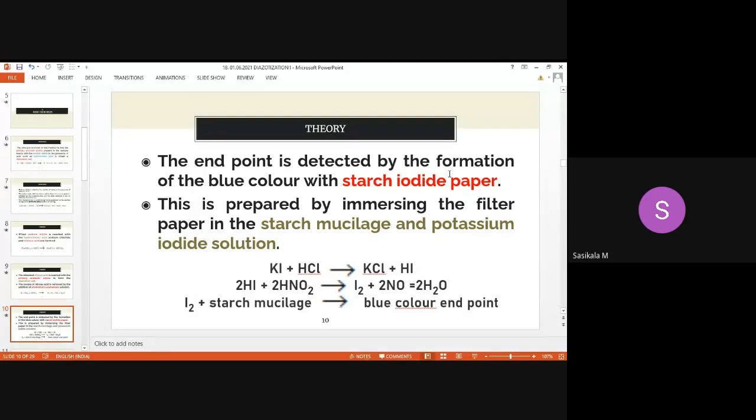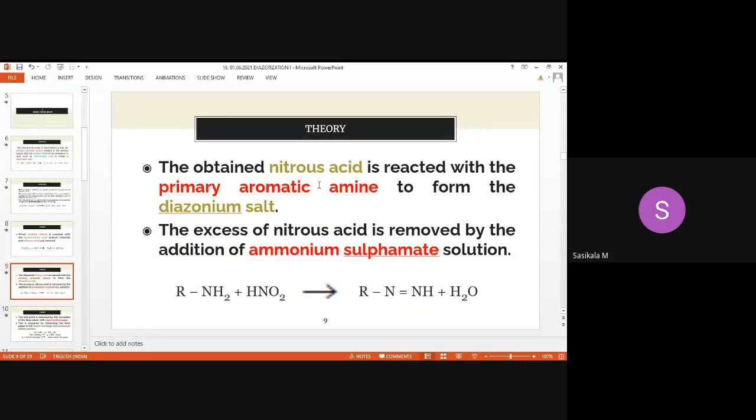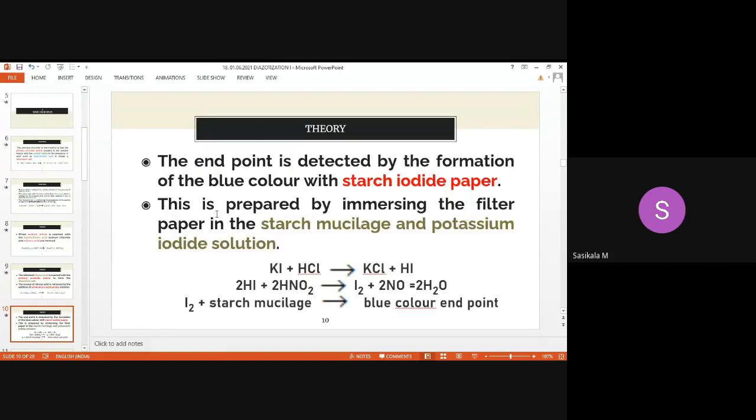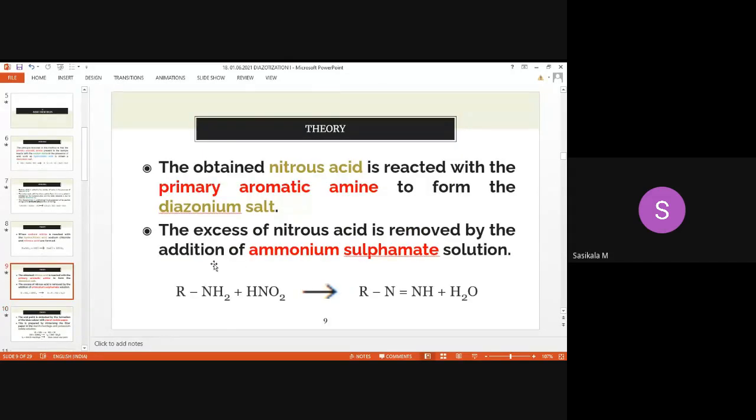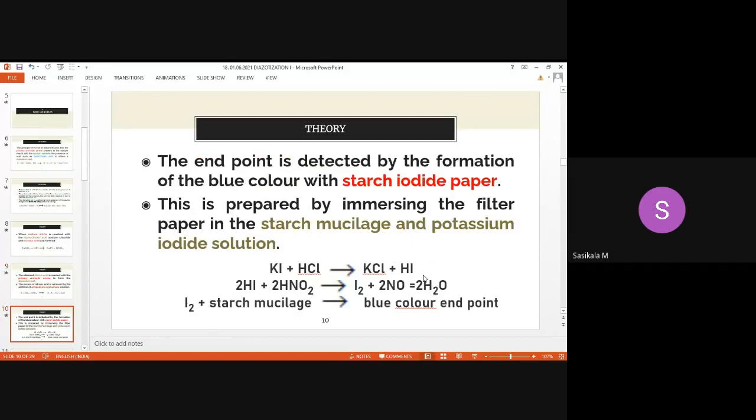Reaction of starch and iodine will give blue color. That is the indication of completion of the reaction. If no primary aromatic amine exists, once all the primary aromatic amine forms diazonium salt, what will be the actual reaction that takes place in starch iodide paper?